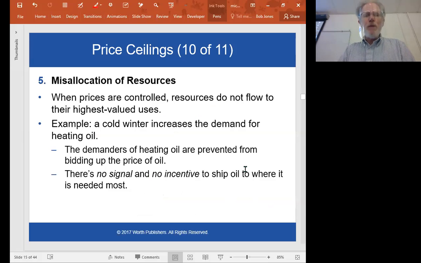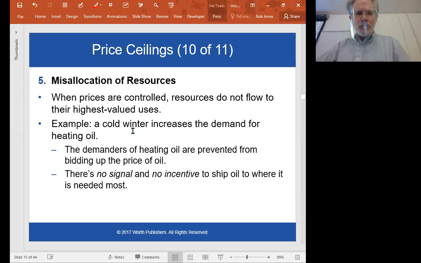All right, misallocation of resources. We've kind of already said this. When you have controls, resources do not flow to their highest valued uses. I value the Super Bowl ticket at only $30. The other guy values it at $1,000, but I'm going to use it if the price is kept down at $25. It's a simple example, but that's what happens throughout the whole economy. It's not just two people and a Super Bowl ticket. It has to do with every resource and every person throughout the whole economy.